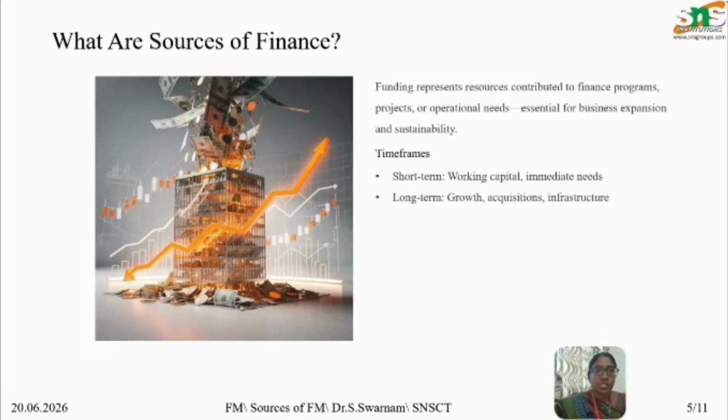So what are sources of funds? We have short term sources of funds and long term sources of funds. Short term means the company requires the money for a shorter period, say 1 month, 2 months, 6 months, or it can repay the money within 1 year. That is called a short term source of finance. Long term sources of finance are for when the company requires money for a longer period, that is 5 years, 10 years, 20 years, 30 years. To meet working capital requirements, the company will go for short term finance. But for growth, for acquisitions, or for developing infrastructure, the company will go for long term sources of finance.